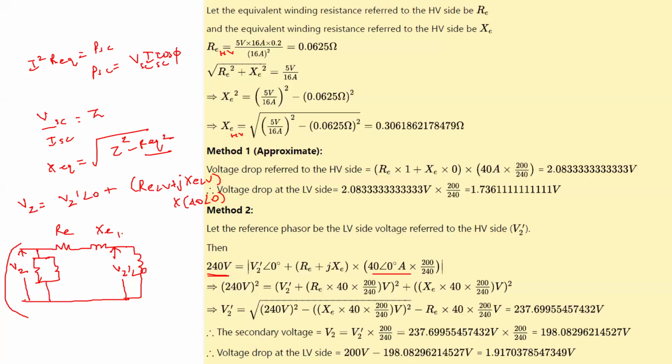So this is HV, this is HV. Okay, and this is I2 HV. Now they have given I2 LV as 40 angle 0. So I2 HV, using the proper turns ratio, will come out to be 200 by 240 angle 0. Okay, now that is what we will be writing. We'll be writing this V2, 240, which we are applying.